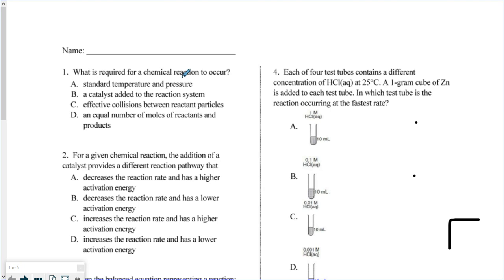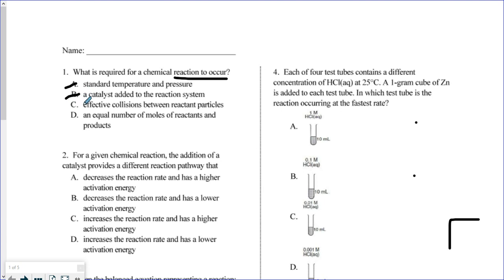What is required for a chemical reaction to occur? Requirements, we're getting into collision theory. So I'm looking for someone that's going to talk to me about collision theory. Standard temperature and pressure? No, things can happen at other temperatures and pressures. The standard temperature and pressure has to do with me being able to get the same results in a different place. A catalyst? A catalyst is one way to speed up the reaction.